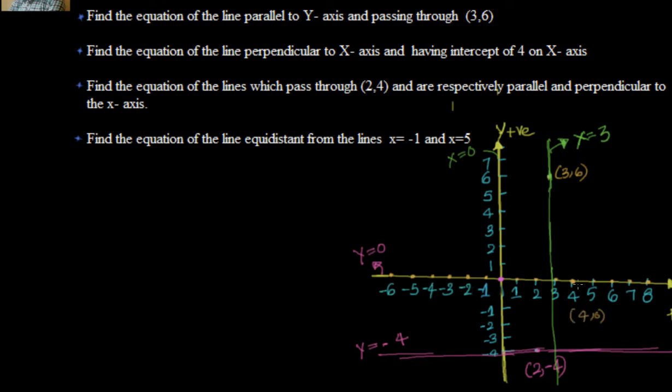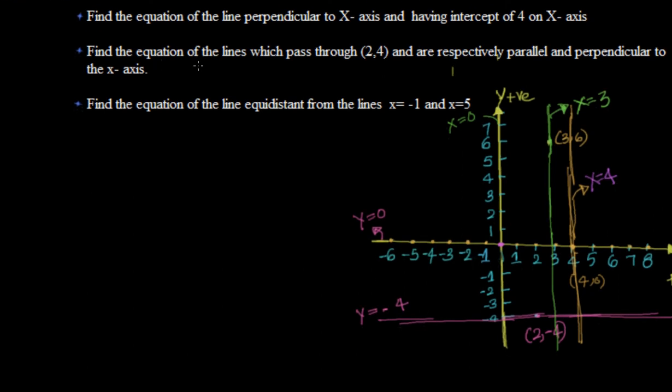So how will the line be? The line will be parallel to the line we got earlier, and it will be like this. This is the line which is perpendicular to the x-axis, or parallel to the y-axis. It has to pass through (4, 0). That means its equation will be x = 4.